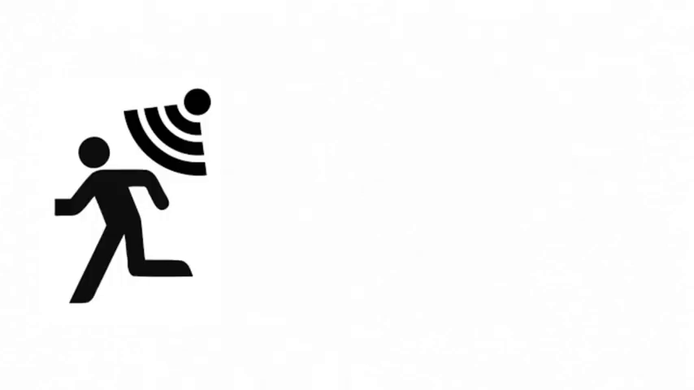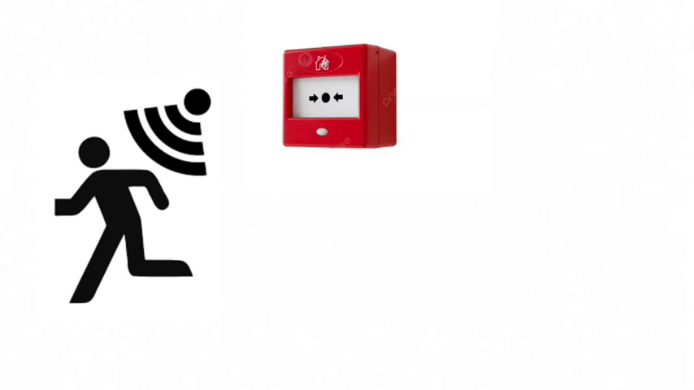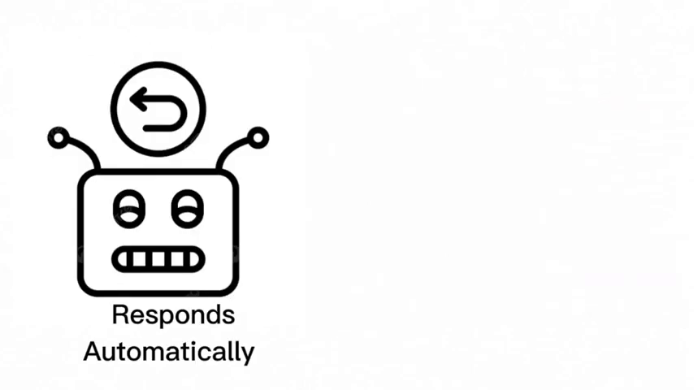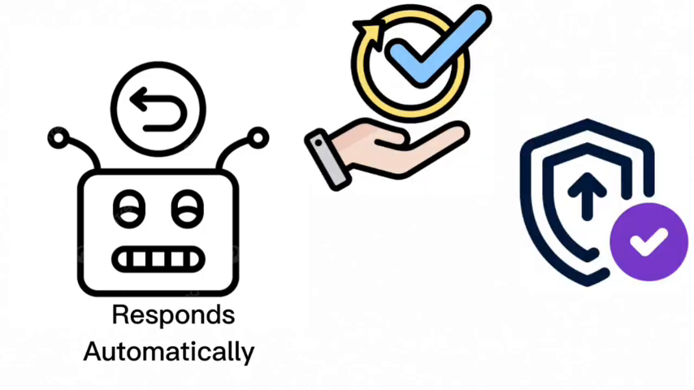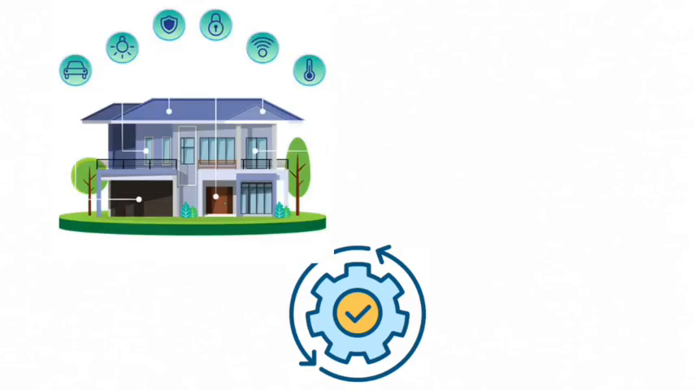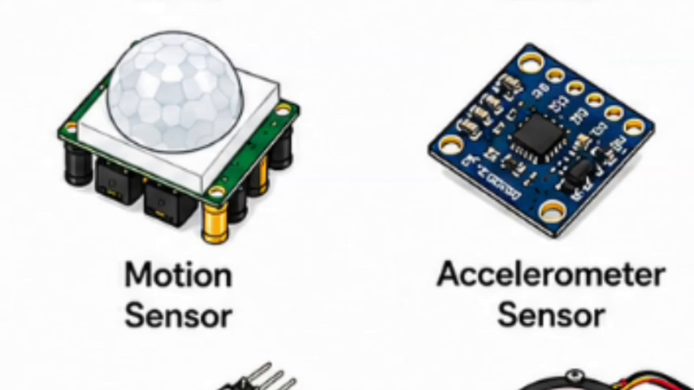When movement is detected, the sensor can trigger alarms, activate cameras, or switch on lights. Their ability to respond automatically to activity improves convenience, enhances security, and reduces energy consumption. Motion sensors have become an essential part of smart homes and modern automation systems.